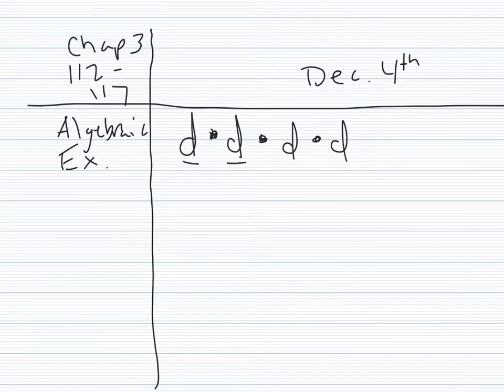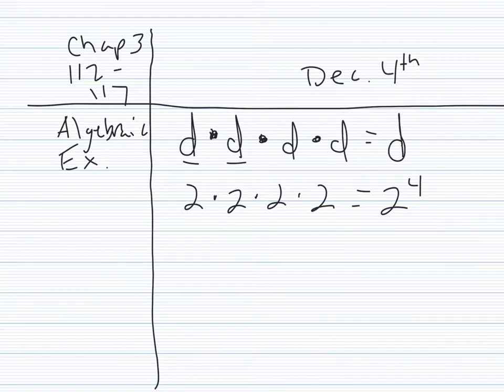Before we write this expression, think about how we would do 2 times 2 times 2 times 2, right? We would do this 2 to the 4th power, all right? We don't know what d equals, so we can't solve this, but we do know that we're multiplying d by itself, so it's d to the 4th power, okay? And that's as far as we can take it.